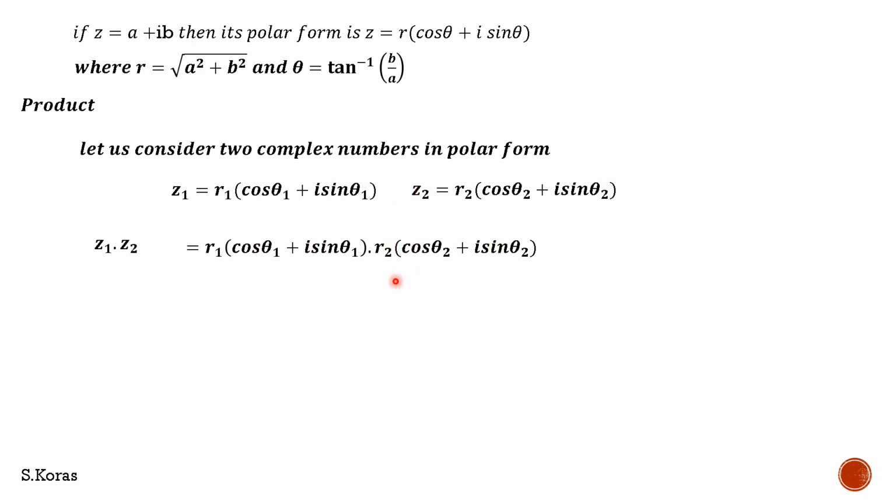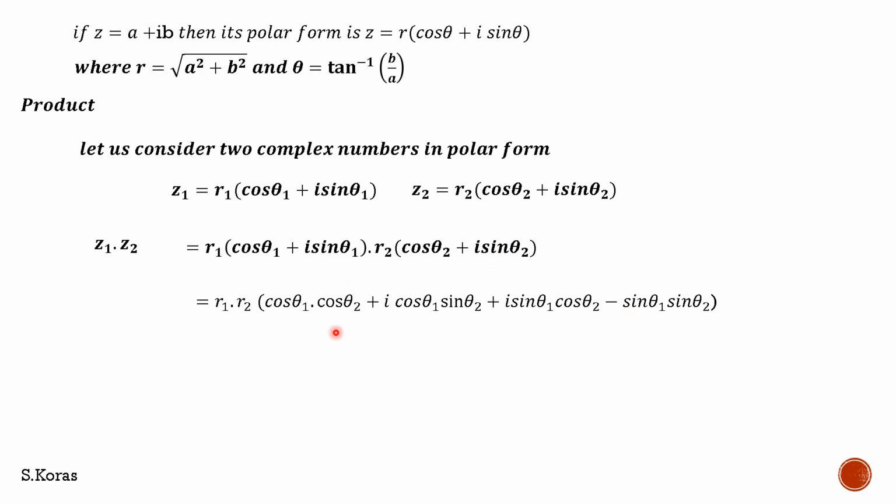Now let us try to multiply this r1 into r2, after that cos theta 1 into cos theta 2, then cos theta 1 into i sin theta 2. The same way i sin theta 1 into cos theta 2 and i sin theta 1 into i sin theta 2. If we multiply, our answer will be r1 into r2 times cos theta 1 into cos theta 2 plus i into cos theta 1 into sin theta 2, i sin theta 1 into cos theta 2, plus i into i, and i square value is minus 1. So this is minus sin theta 1 into sin theta 2.